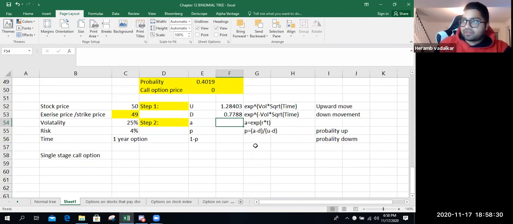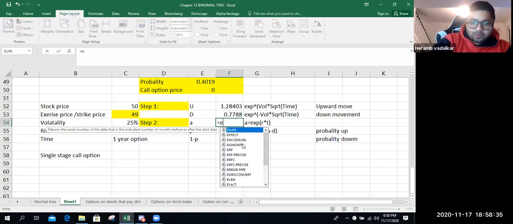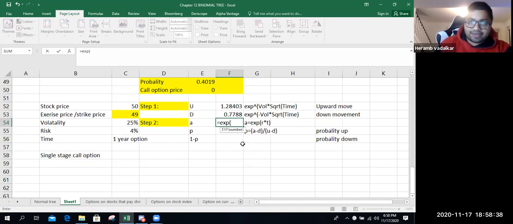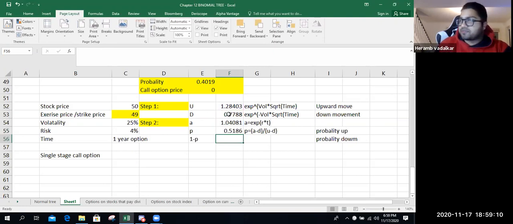Okay. Then we have to calculate A. A is calculated as exponential risk-free rate 4% times T, that is 1. So 1.04. Then we calculate P. P is A minus D divided by U upward move minus downward move. Okay. So P is 51%.